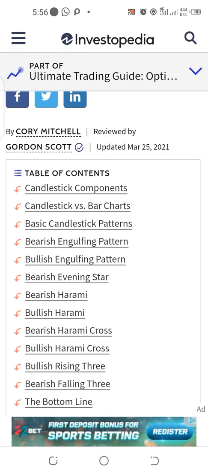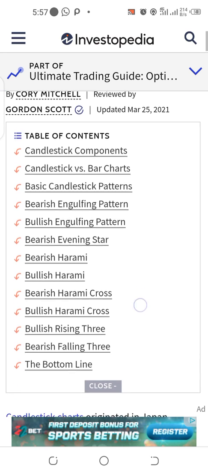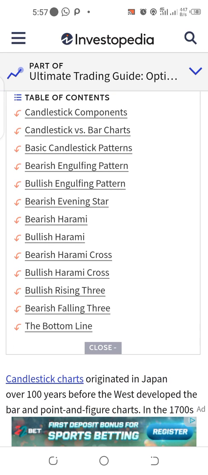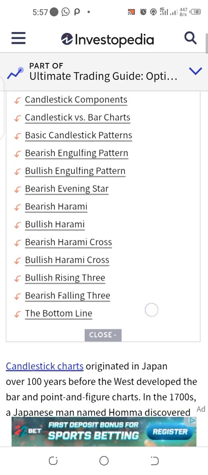bearish engulfing pattern, bullish engulfing pattern, bearish evening star, bearish harami, bullish harami, bullish harami cross, bullish rising three, bearish falling three, the bottom line.